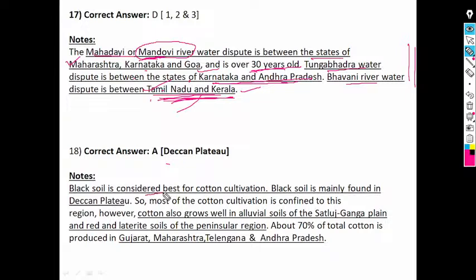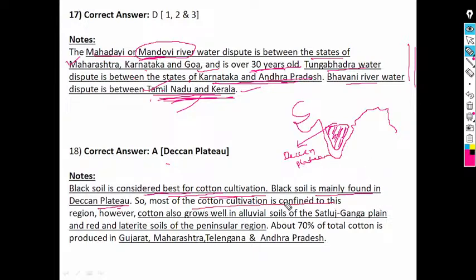Next, the black soil is considered the best for cotton cultivation. Black soil is mainly found in the Deccan Plateau. Most of the cotton cultivation is confined to these regions.